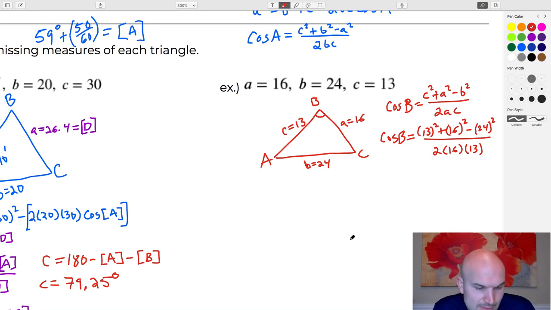So I'm getting the cosine of B is equal to negative 0.36 and other decimals. Therefore, to find B, I'm going to take the cosine inverse of that last answer, and I get 111.28 degrees. So I can say B is equal to 111.28.